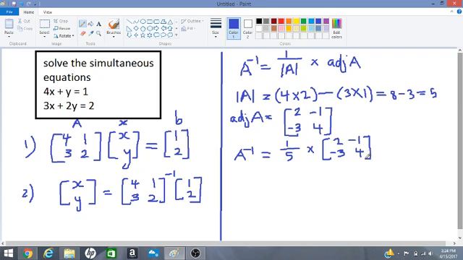We multiply each number on the inside by 1 over 5, and that will give 2 over 5, negative 1 over 5, negative 3 over 5, and 4 over 5. So we have our inverse. Let's get our answer now. We want to find xy.